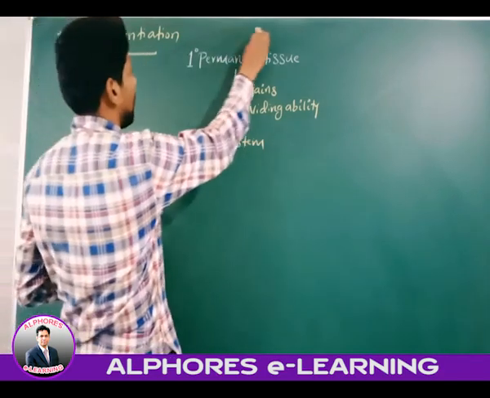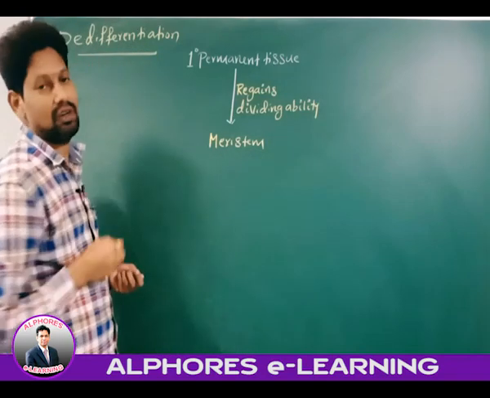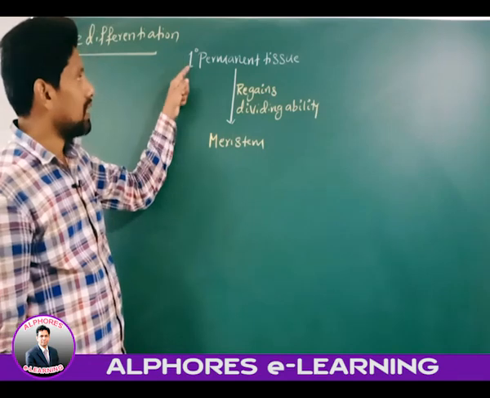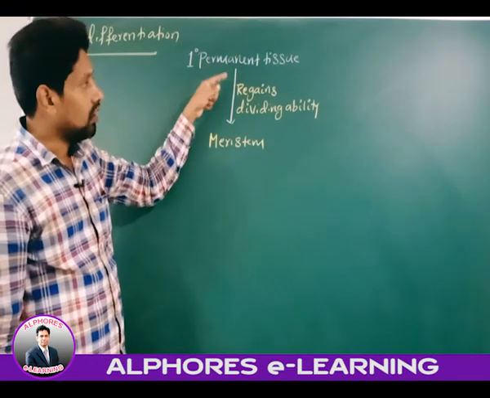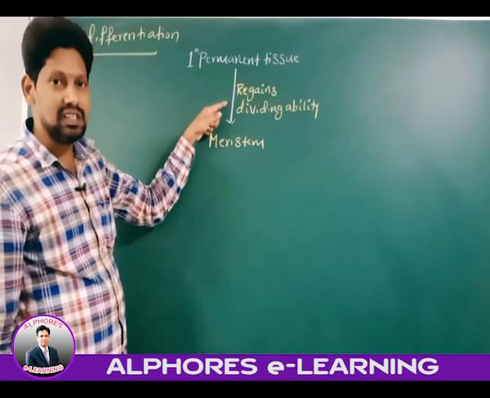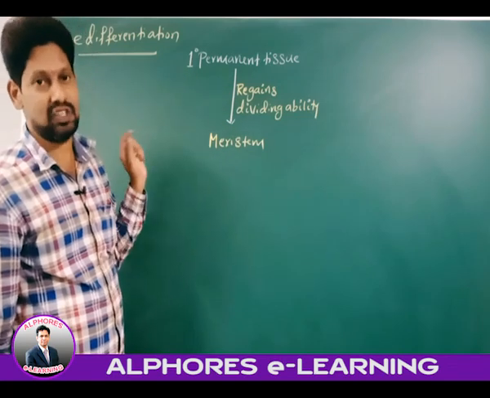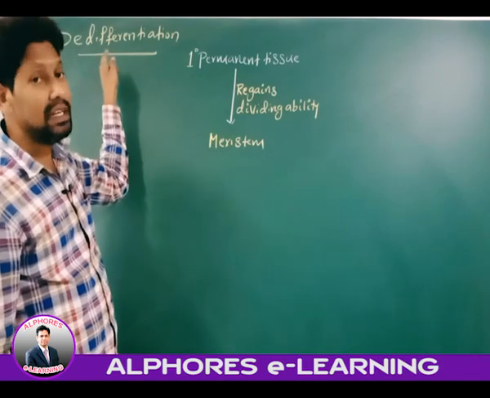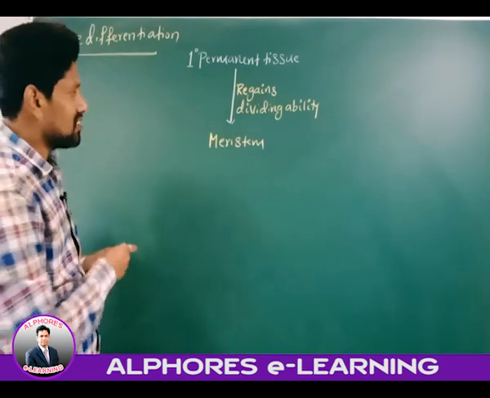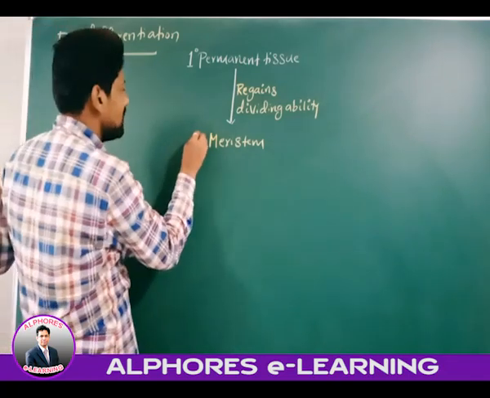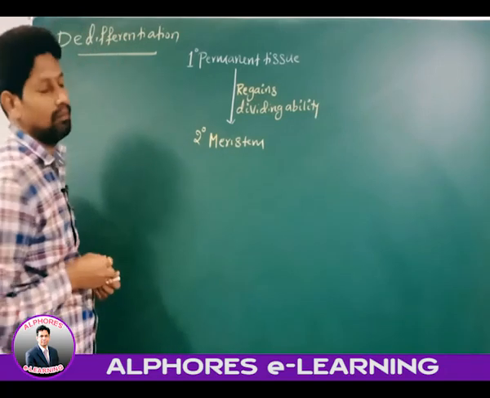This process is called de-differentiation process. Therefore, during de-differentiation, primary permanent tissue regains dividing ability. When it regains dividing ability, it changes into meristem. What is this process called? De-differentiation process. The meristem formed by de-differentiation process is called a secondary meristem.